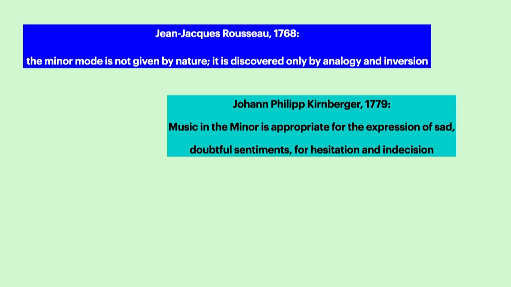Kernberger, 10 years later, said music in the minor is appropriate for the expression of sad, doubtful sentiments, for hesitation and indecision. Another thinker, Germain de la Cepede, said that minor keys are marked as impaired consonances, which leave the listener dissatisfied and unsettled. And this is a serious disincentive to their use. Not only do minor keys sound unstable, but they can also destabilize the listener's psyche, which can lead to personal and social problems. So in the gallant style of classicism, it's kind of undesirable, and this is why it is rare.